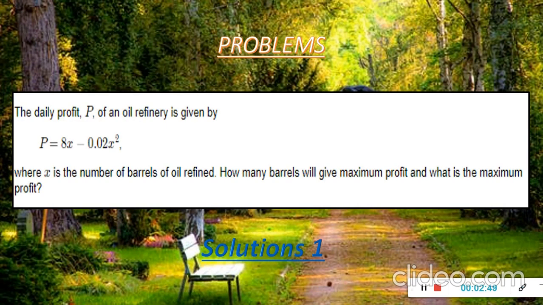Okay, the first situation is the daily profit P of an oil refinery is given by P equals 8x minus 0.02x squared, where x is the number of barrels of oil refined. The problem is how many barrels will give maximum profit and what is the maximum profit.